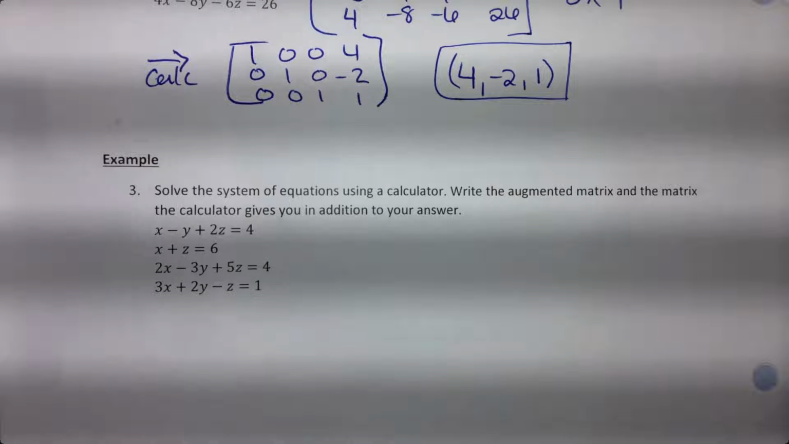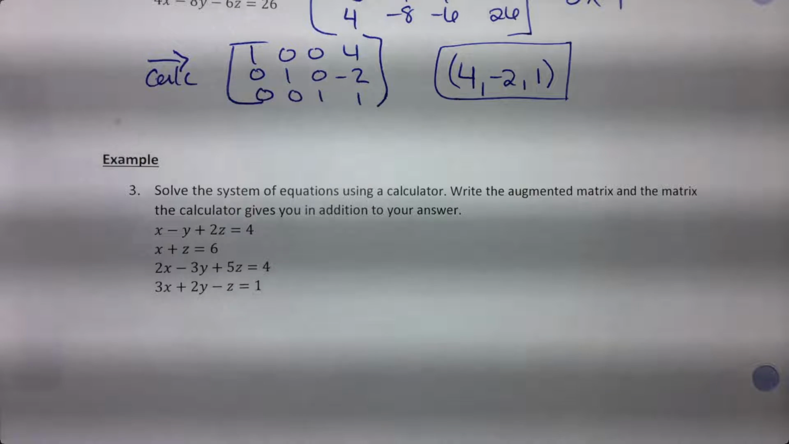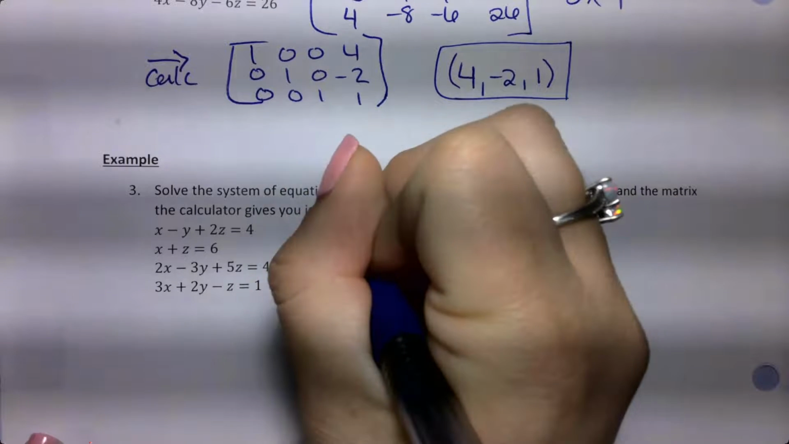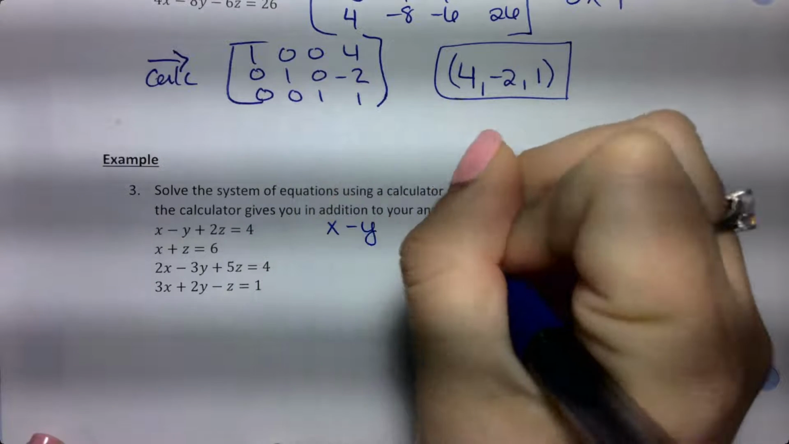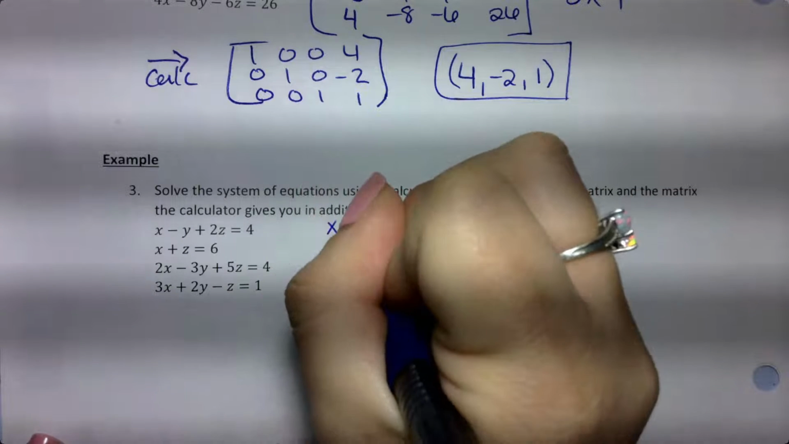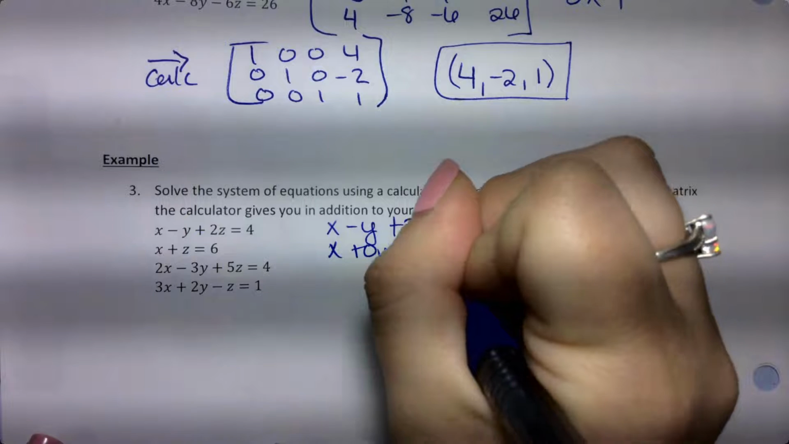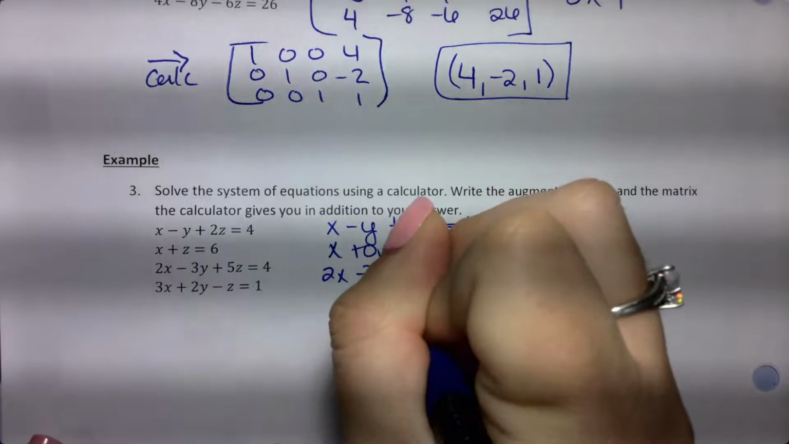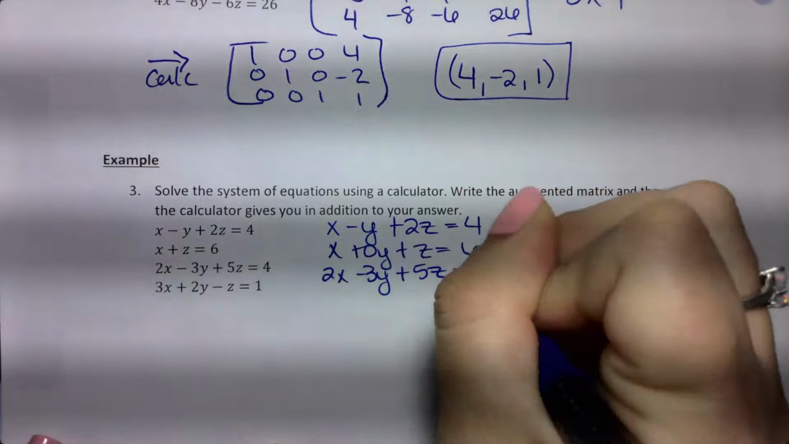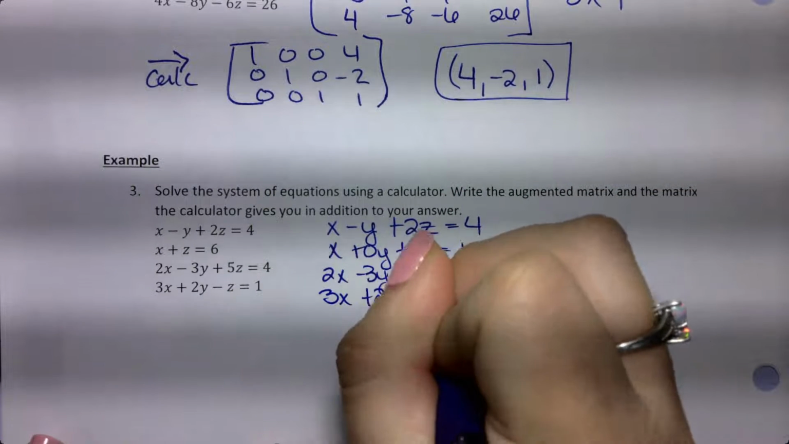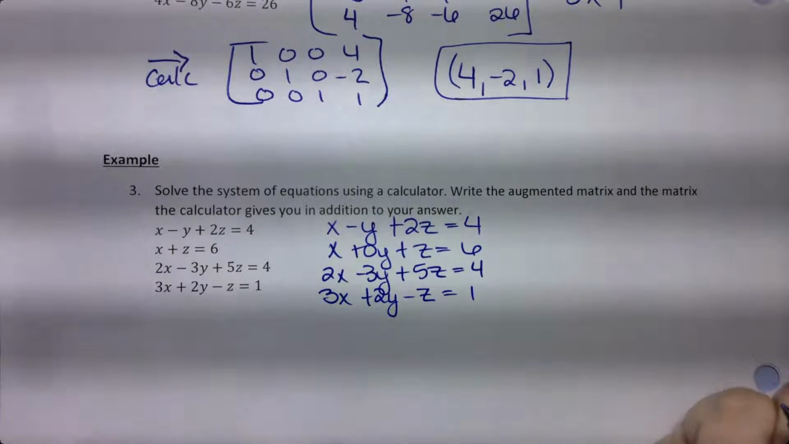Okay, so same idea for number 3. And we're just going to keep on going through these. On this one, I have 3 variables. So I'm going to make sure all of my equations when I write it out have it. I have x minus y plus 2z equals 4. Then I have x plus 0y plus z equals 6. 2x minus 3y plus 5z equals 4. 3x plus 2y minus z equals 1.